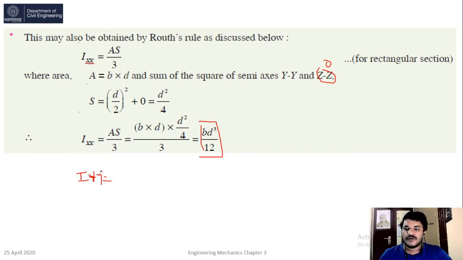Iyy, which is equal to, now here you need to substitute the area remains the same, b into d or d into b. The s here is b by 2 the whole square. Okay. So instead of d by 2, for Iyy you need to substitute b by 2 the whole square. You will get b square divided by 4, and substitute b into d into b square by 4. You will get db cube by 12. db cube divided by 12. Okay. So this is about calculating the moment of inertia by using Routh's rule, right?